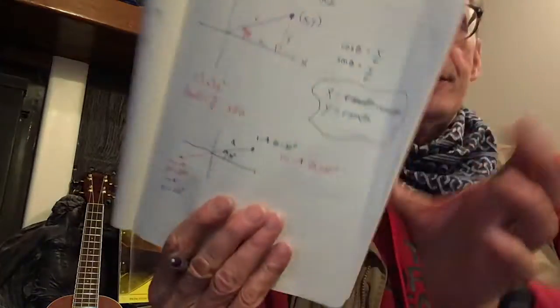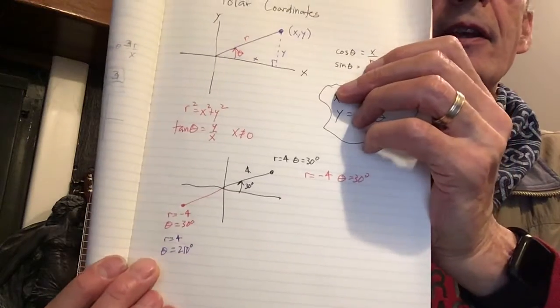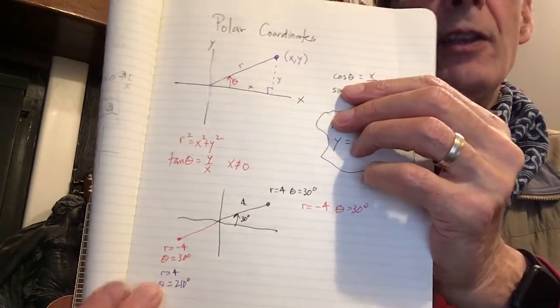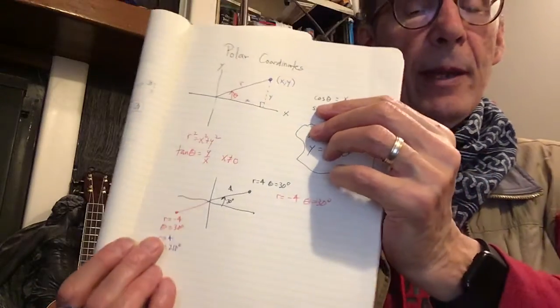The ambiguity is that that is also where r is 4 and theta is 210 degrees. There's that 180 degree difference, and that's the periodicity of tangent. So you have to make some choices with that.